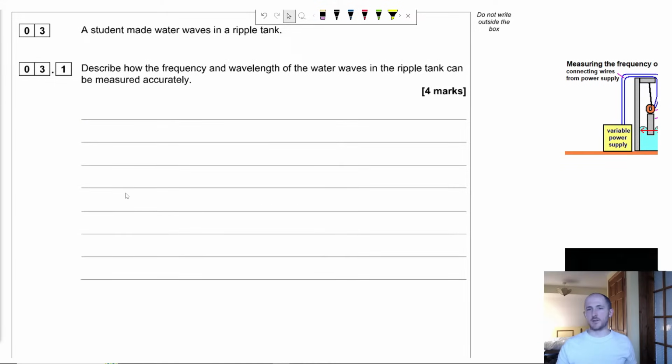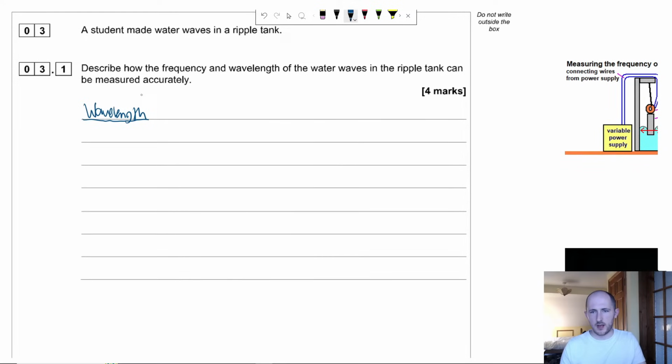For the next question, we have a student makes water waves in a ripple tank. Describe how the frequency and wavelength of the water waves in the ripple tank can be measured accurately. So here we have 2 kind of components to our answer. We're going to talk about the wavelength first, and then we're going to talk about the frequency. So let's start with wavelength.